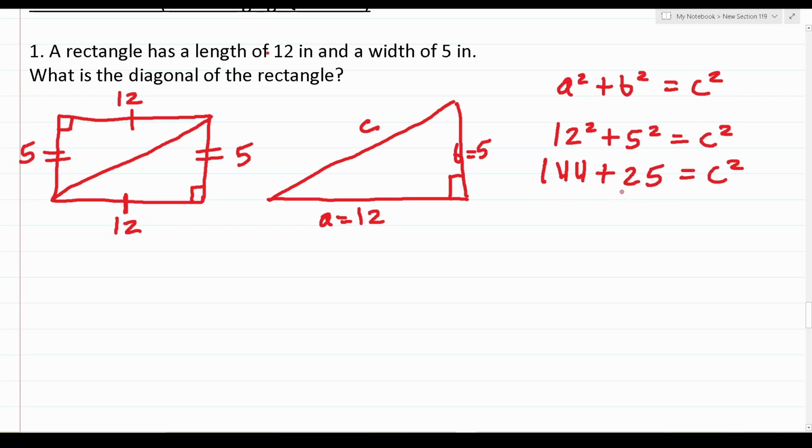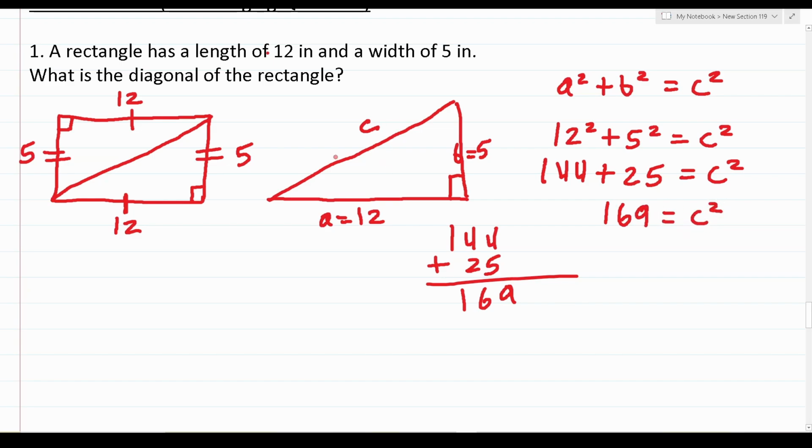So as not to make any mistakes here, I'm going to add these off to the side. 144 plus 25. 4 plus 5 is 9. 4 plus 2 is going to be 6. And 1 plus nothing is 1. So this is 169 equals c squared.